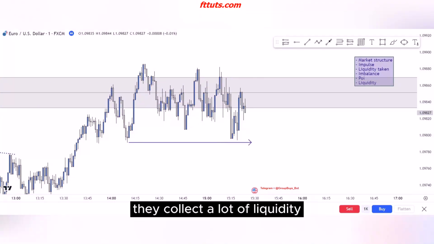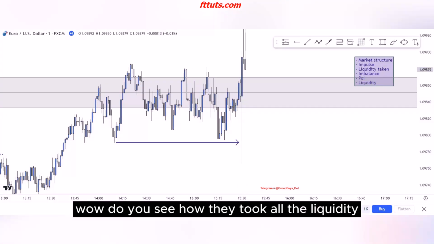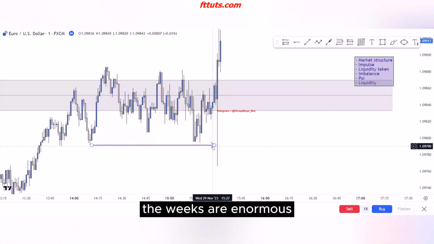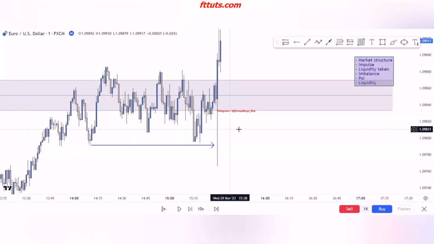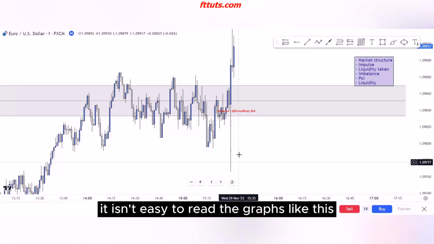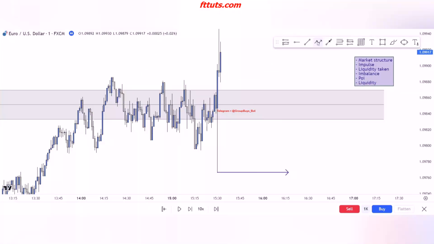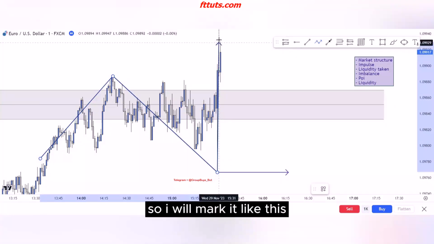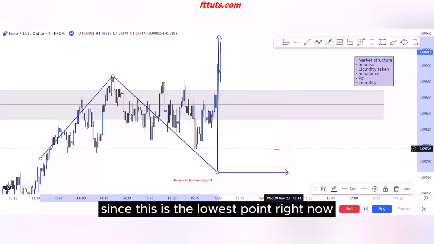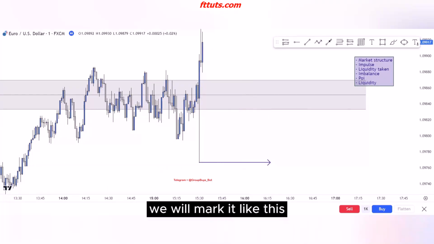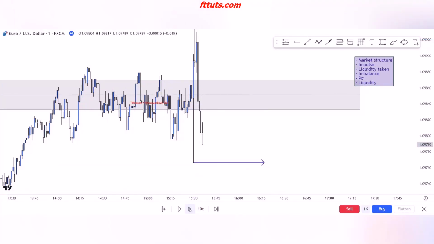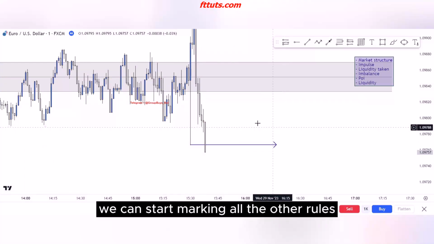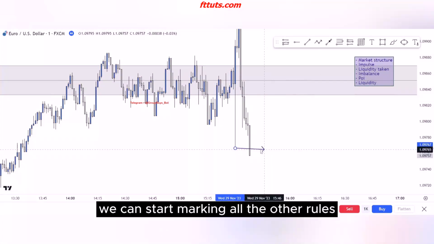They collect a lot of liquidity. Wow! Do you see how they took all the liquidity from above and below? The wicks are enormous. It isn't easy to read the graphs like this, but we will try. Seeing it that way is a little tricky, so I will mark it like this. Since this is the lowest point right now that needs to be broken, we will mark it like this. Okay, now that this is broken, we can start marking all the other rules.